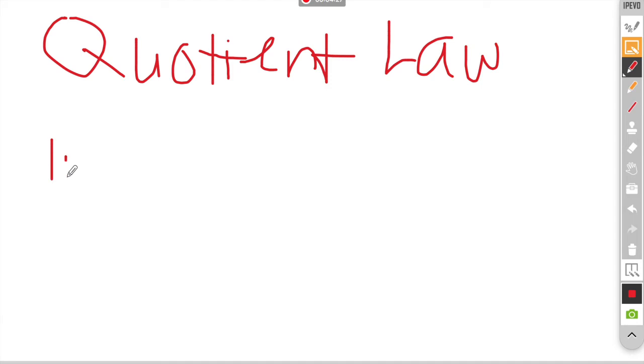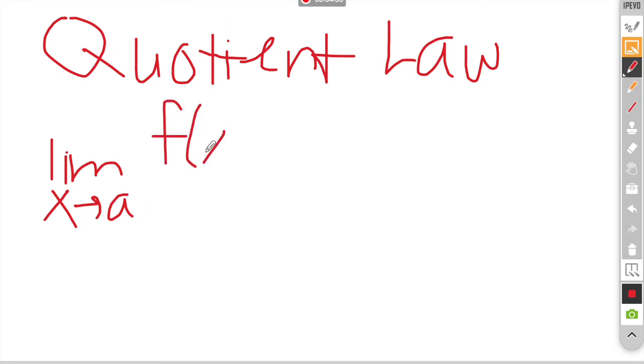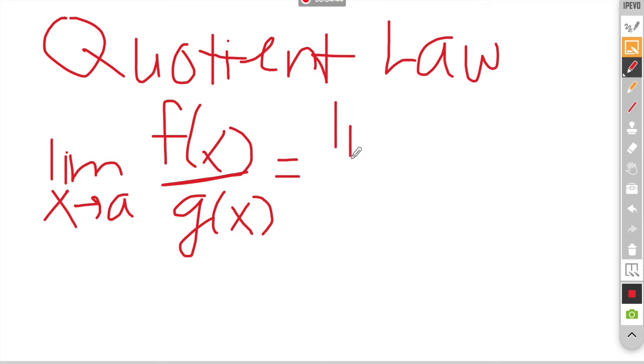So we have the limit as x goes to a, f of x, let's say a function on the top known as f of x, and then a function on the bottom known as g of x. To do this, it's really easy. You just separate them, basically, just like we did for the product rule.